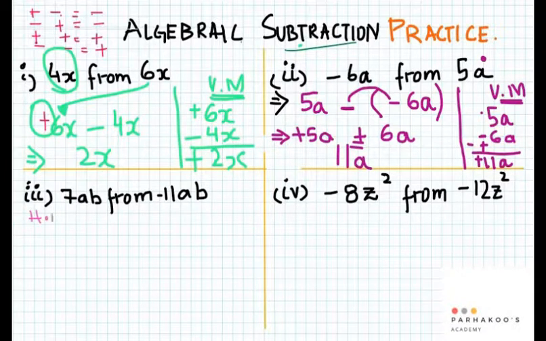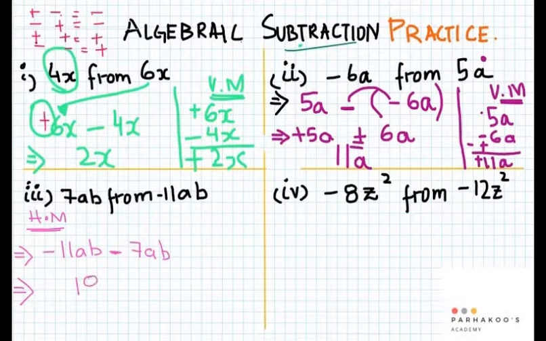Let's do this with the horizontal method. So subtract 7ab from minus 11ab, so minus 11ab minus 7ab. Now minus is plus, so we need to add them together. It would be 18ab, and the sign of the bigger term is minus, so we'll put the minus with it.